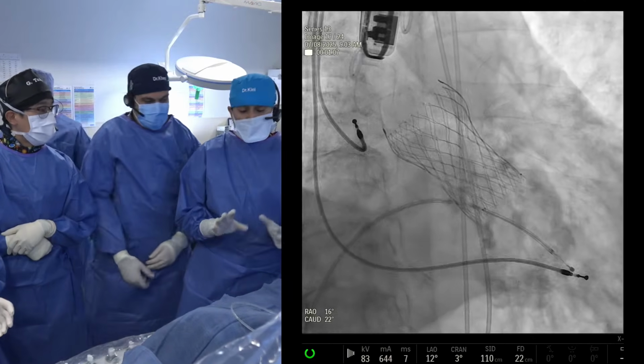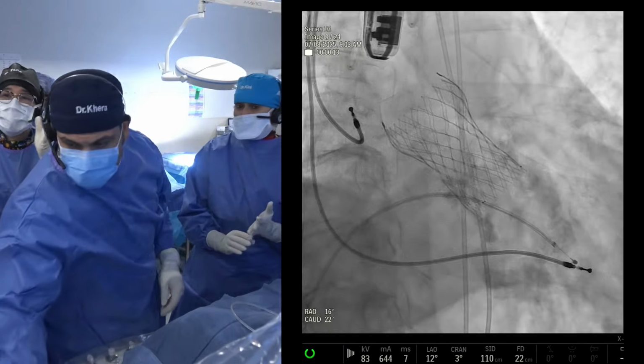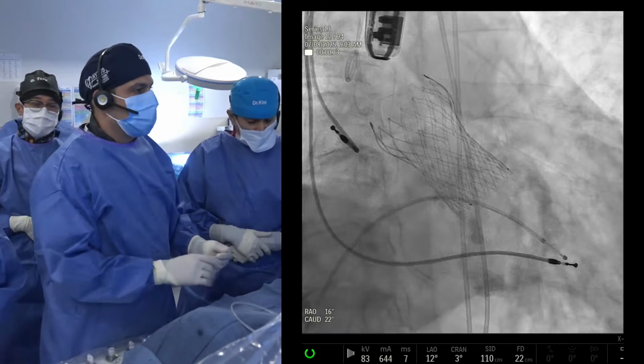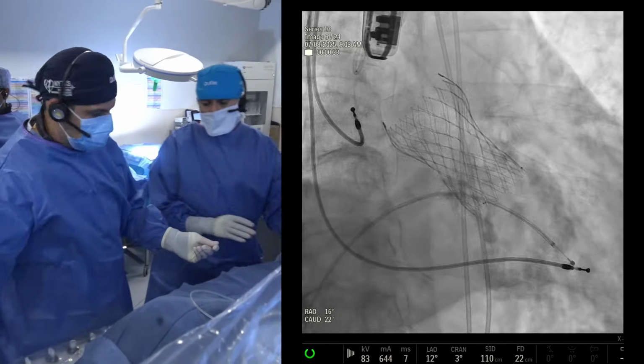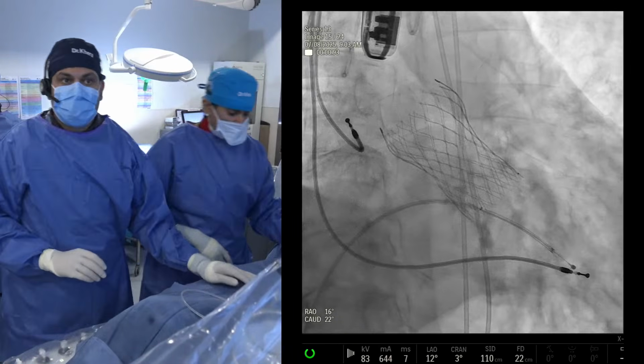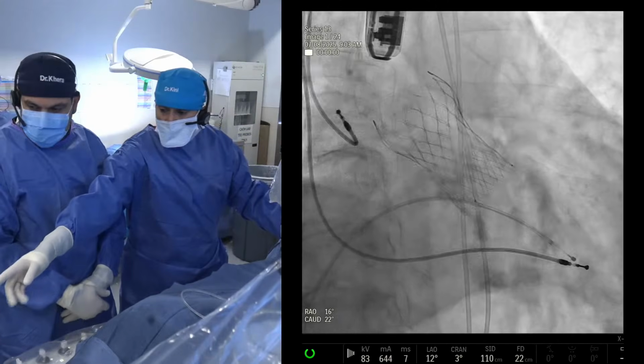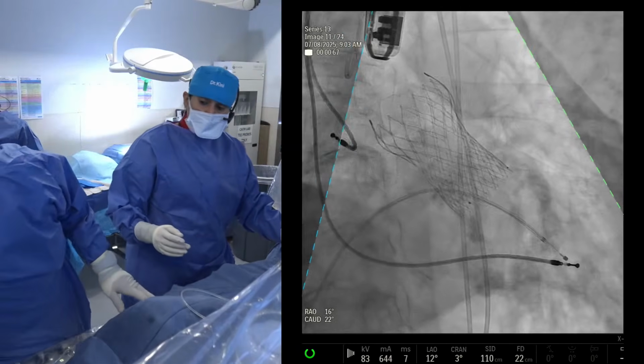Based on echo and based on fluoro, for the PVL reason, I think the audience needs to be very clear: this is not for prosthetic degeneration. I think a 26 volume-out would seal better with the radial force than a 23.